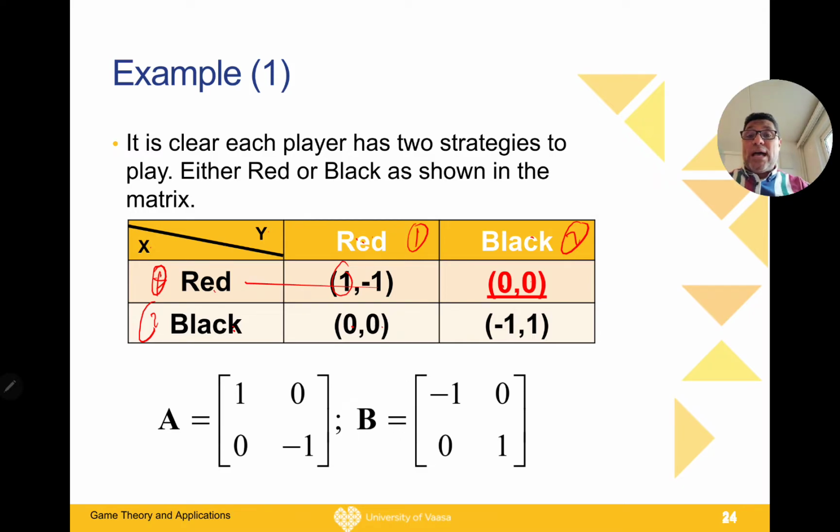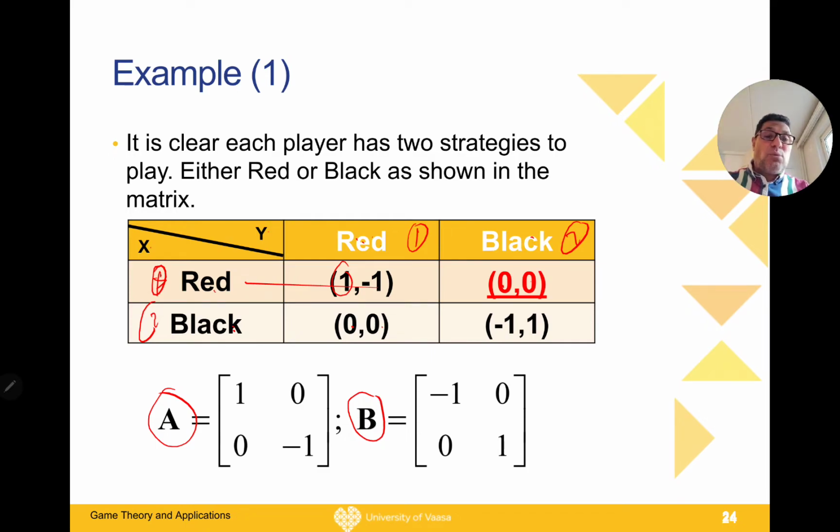Okay, so in that case it is clear that this game is a zero-sum game. If you add 1 minus 1 is 0, 0 plus 0 is 0, 0 plus 0 is 0, minus 1 plus 1 is 0. So the summation is always 0. And this is the payoff matrix of player 1, and this is the payoff matrix of player 2.